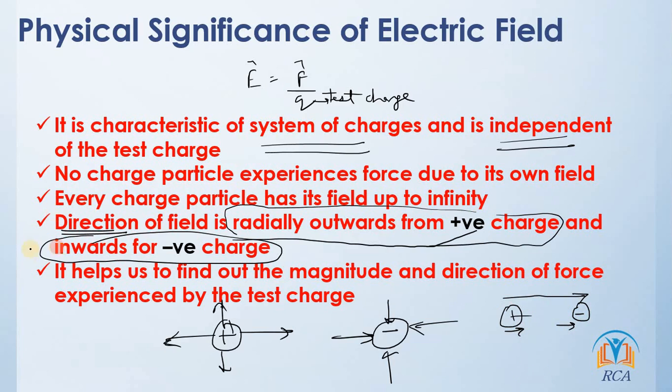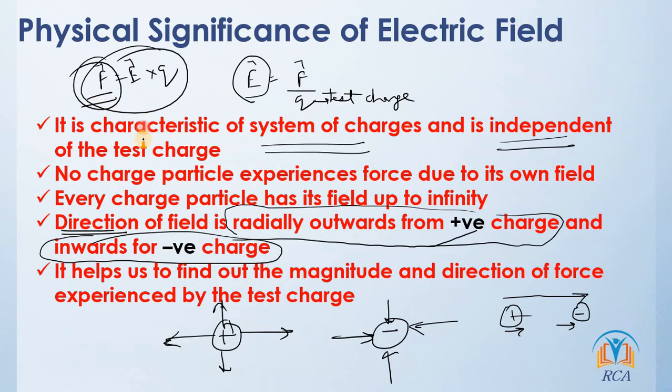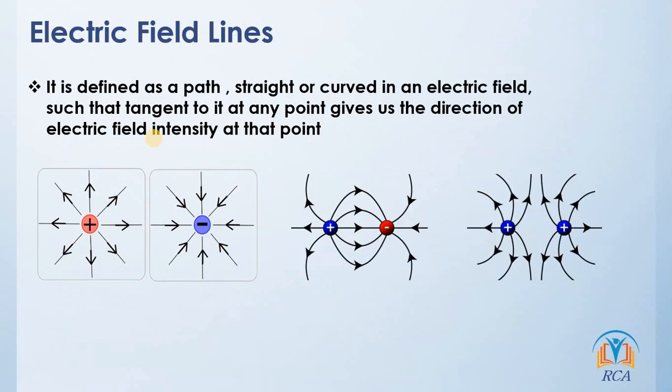And what's the last point, the significance? It helps us to find out the magnitude and the direction of the force experienced by the charge. If you know the value of E, then we can write F equal to E into Q. So it will help us find the direction of the force and the magnitude of the force. Do we all understand that? Pretty simple points. Make sure that you note down all these important points.